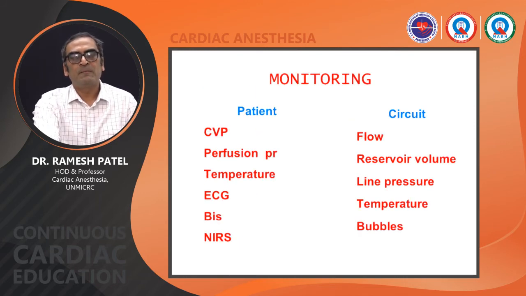These are the monitoring parameters like CVP, perfusion pressure, temperature, ECG, and of course bispectral index or NIRS, which are very, very important in some surgeries. Of course, check for flow, reservoir volume, line pressure, and bubbles.